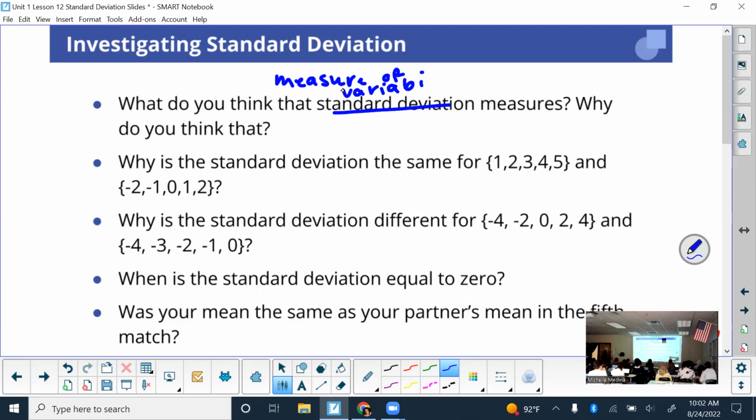Now, for this second question, they did a bunch of different data sets in the activities, but we don't need to see that to understand. It says, why is the standard deviation the same for this data set, 1, 2, 3, 4, 5, and for this data set, -2, -1, 0, 1, 2? Think about it, don't say it. Why is the standard deviation the same for these 2 data sets?